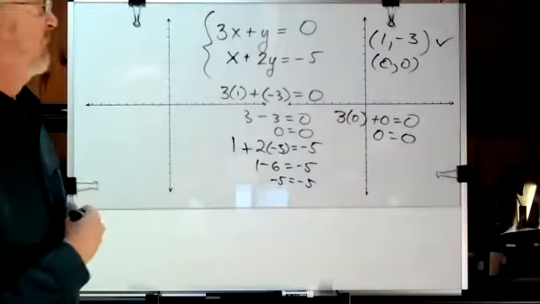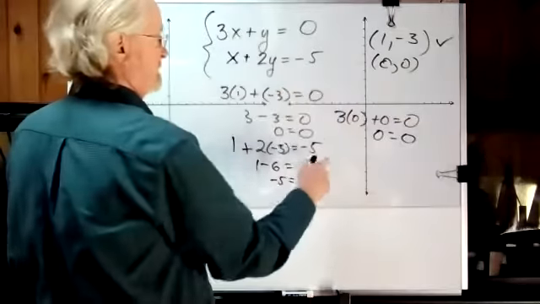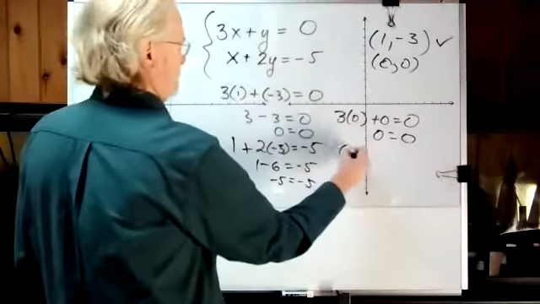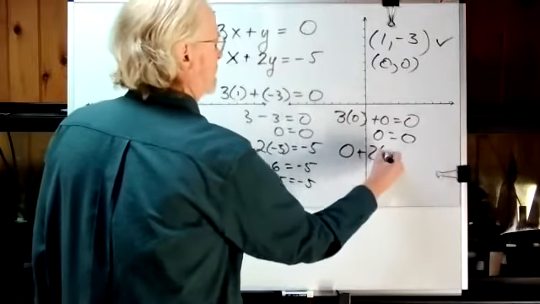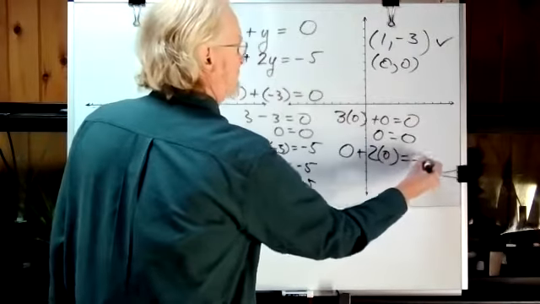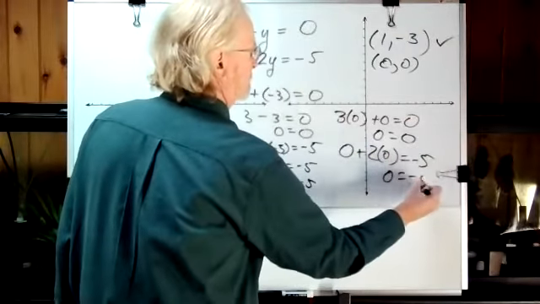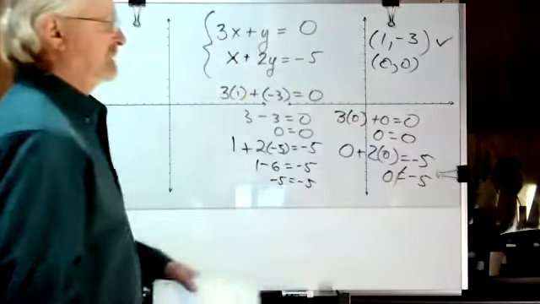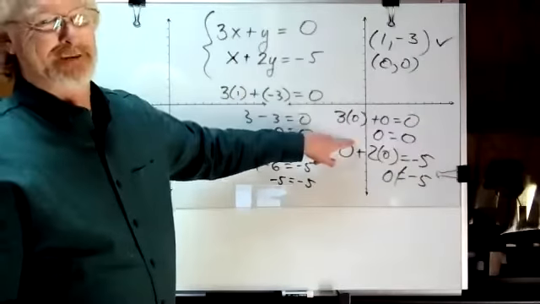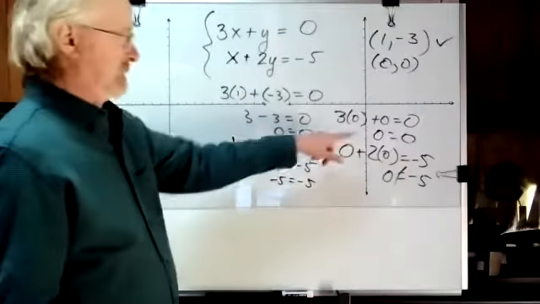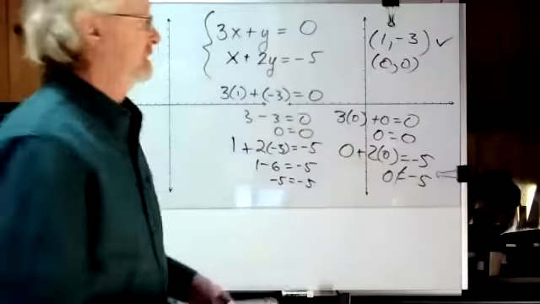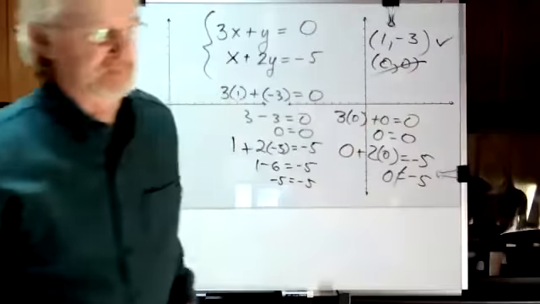How about the second equation? If I put it in the second equation, I get 0 plus 2 times 0. Does that equal -5? Okay, so it worked in one. Now watch out, right? There's the trick. I'm gonna get you. It works in one equation, but not the other. It's got to satisfy both of them.